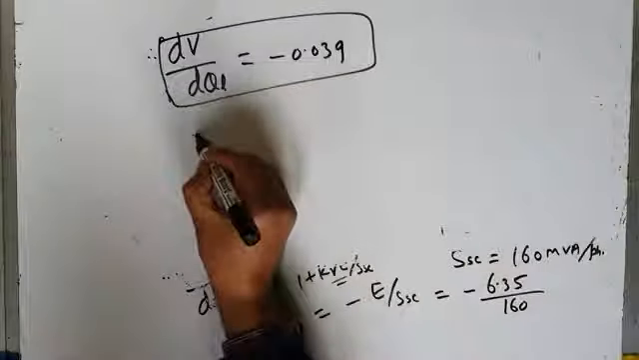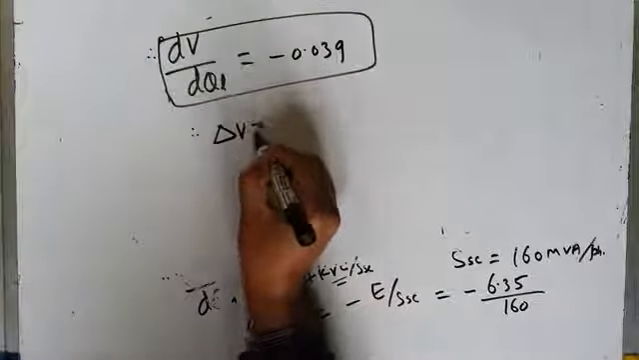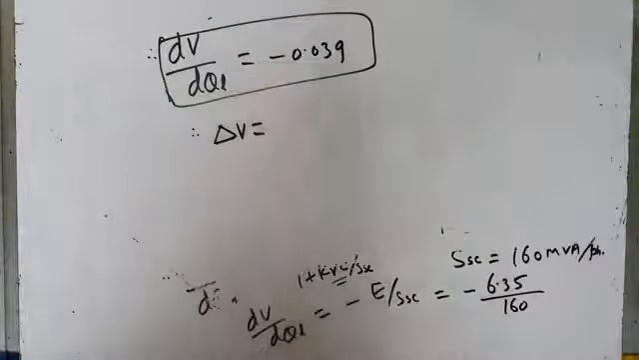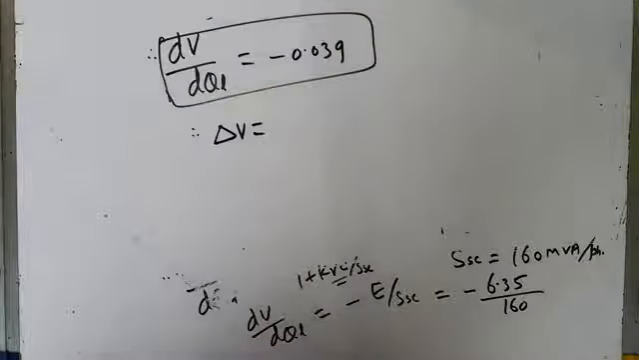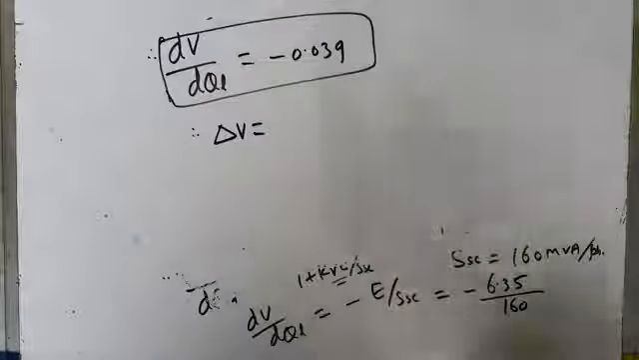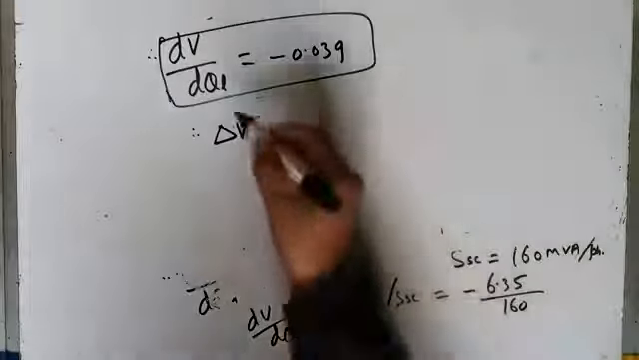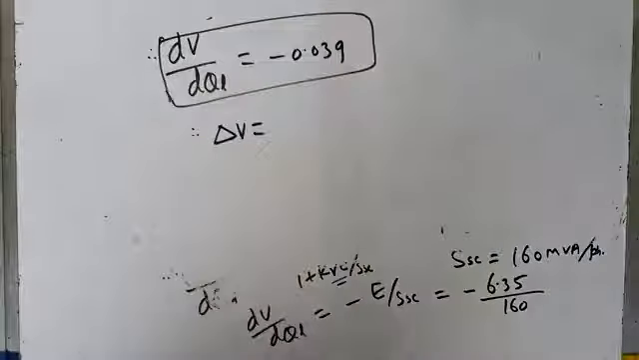So what is the change in the voltage? In the problem they say that the load reactive power changes by 10 megawatts. I mean, if right now your load reactive power is 5 megawatts, it increases by 10. So 10 plus 5 is 15. There is a change in the reactive power, that means delta QL is 10 megawatts.